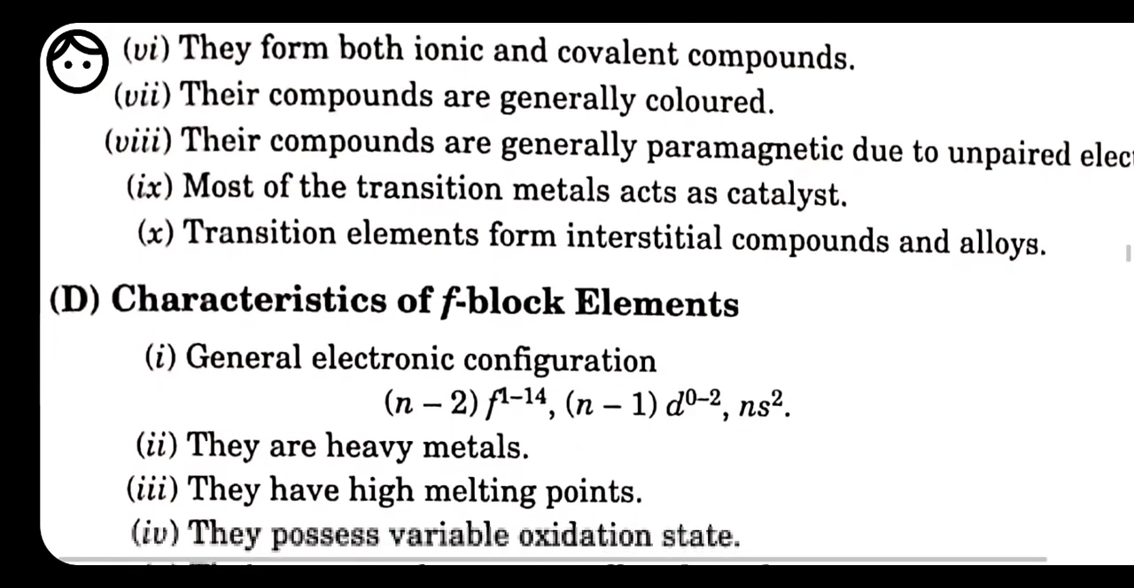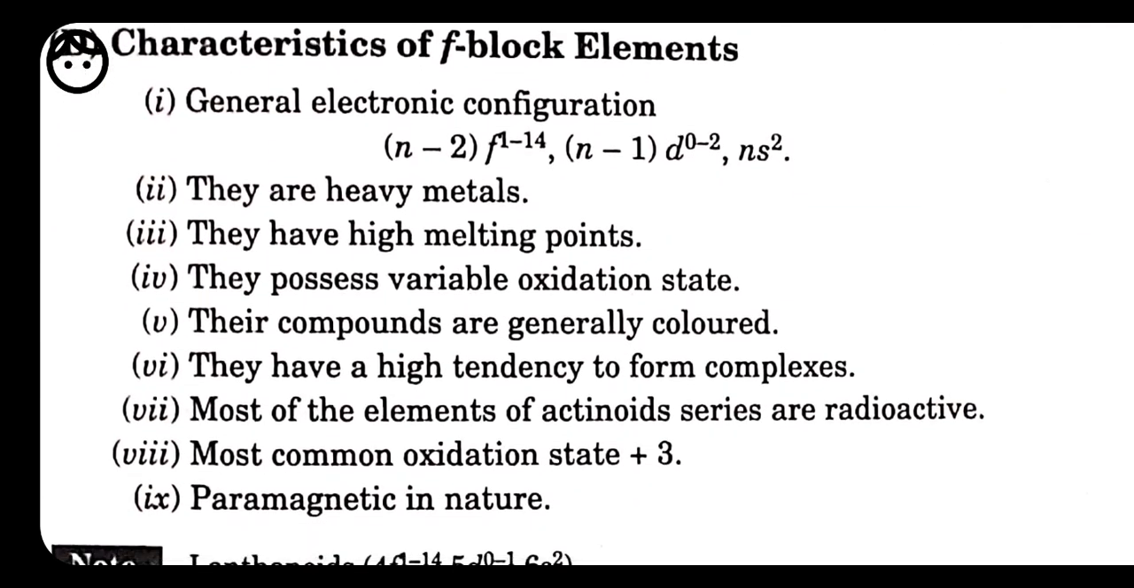Now, characteristics of f block elements. The general electronic configuration of f block elements is (n-2). If the value of n is 5, then 5 minus 2 is 3, but we do not have 3f, so we can take the value of n as 6. 6 minus 2 is 4. So 4f 1 to 14, 5d, and 6s. So here the general electronic configuration is (n-2)f 1 to 14, (n-1)d 0 to 1, and ns 2.